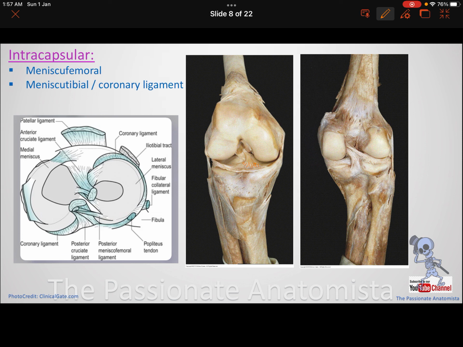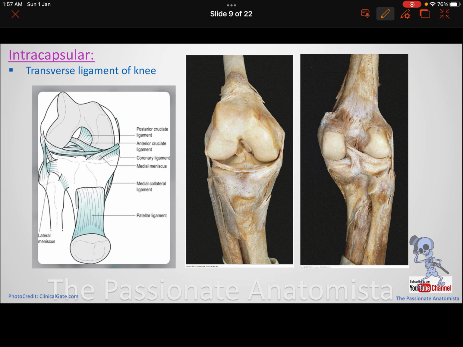So with that, guys, we have four intracapsular ligaments. We have the ACL, which comes from the anterior intercondylar area to the lateral femoral condyle. We have the PCL, coming from the posterior intercondylar area to the medial femoral condyle. Then we have two coming from the meniscus, one to the femur and one to the tibia. The meniscofemoral comes from the lateral meniscus to the medial femoral condyle, and the coronary ligament goes from the menisci to the periphery to attach it to the tibia. Okay, so we are fair enough here. Everyone is attached to everyone.